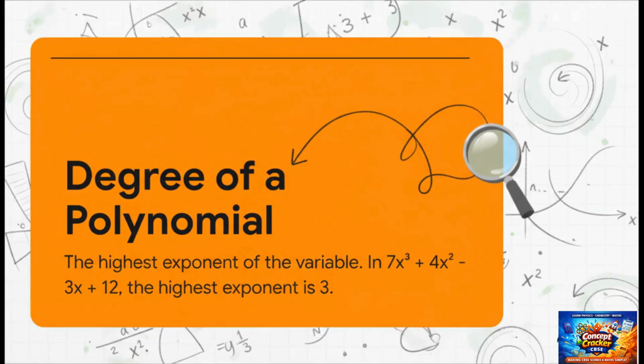All right, now for arguably the most important piece of the puzzle, the degree. This is super easy. The degree of a polynomial is just the biggest, the highest exponent you can find. That's it. It's like its power level, and it tells us so much about how the polynomial will behave. So, looking back at our example, we have exponents of 3, 2, and 1. The biggest one is 3, so we say this is a polynomial of degree 3.